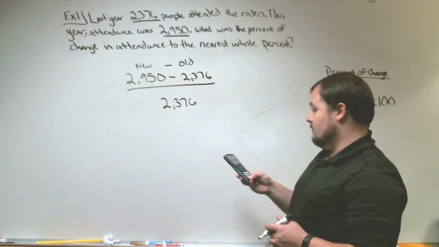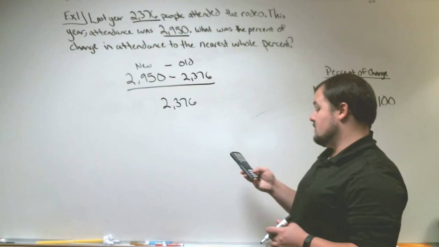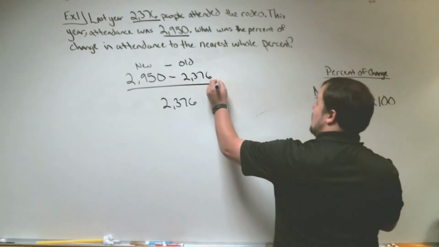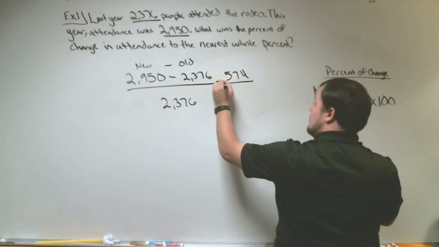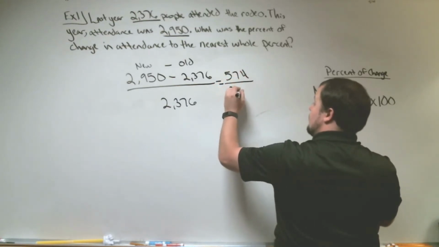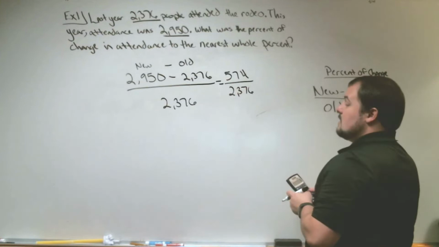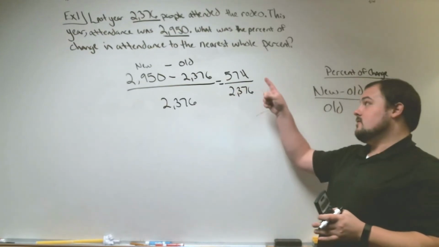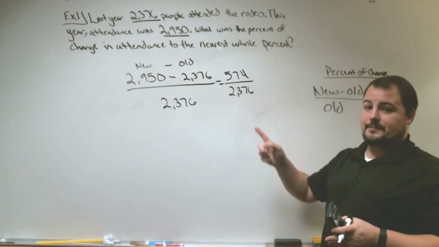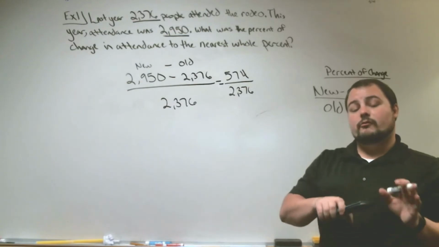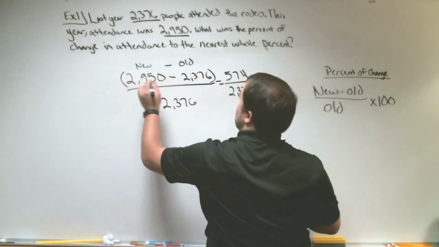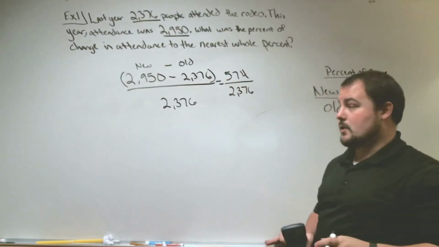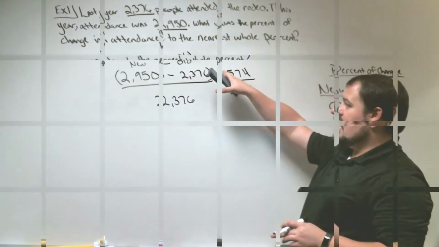So 2,950 minus 2,376 is actually equal to 574 divided by 2,376. So now we're going to take the top number and divide by the bottom. When we looked at the original percent of change equation, you noticed that the top was inside parentheses. That means you have to solve that first. So we solve the top, there's our answer.